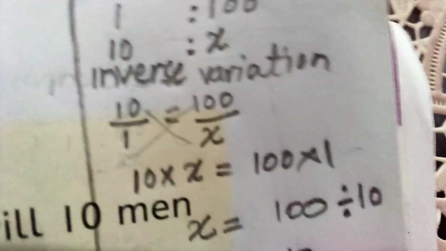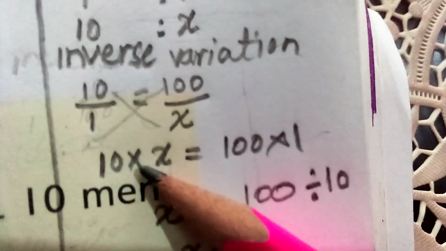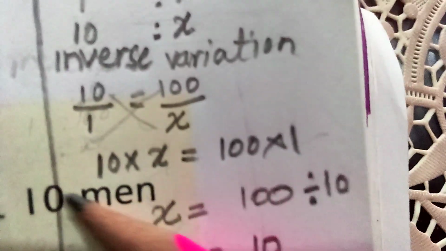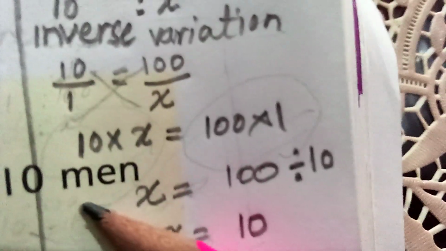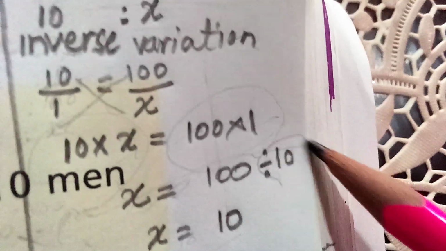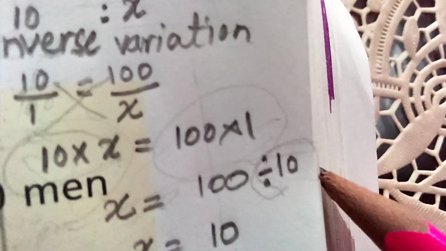Okay, now x will be written as it is, and you can see this 10 is multiplying with x. This is the equals sign. This side is the left hand side of the equals sign, and this side is the right hand side. When 10 jumps from the left hand side to the right hand side, it will be divided by 10, because here it is multiplied by 10, and when it goes to the other side, it becomes divided by 10.